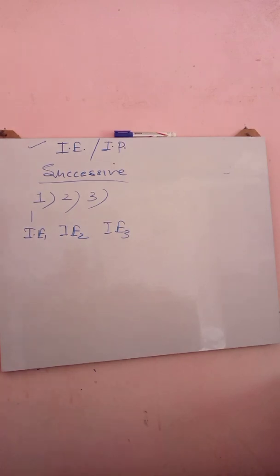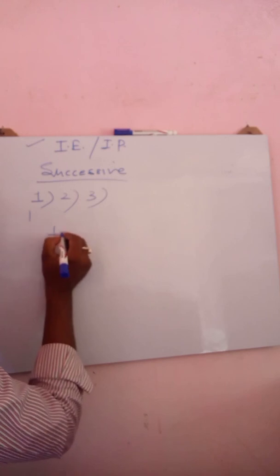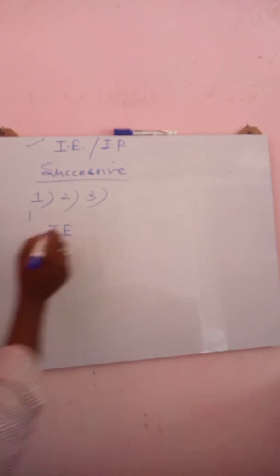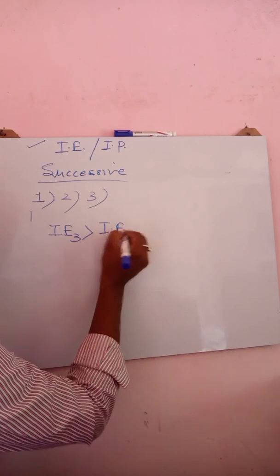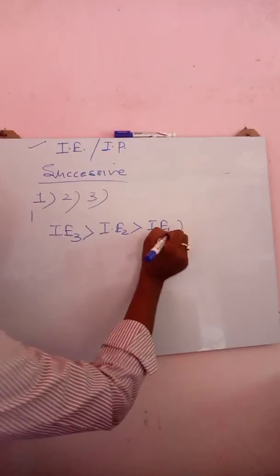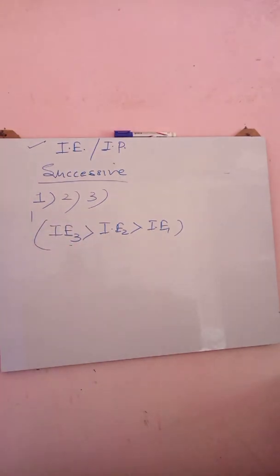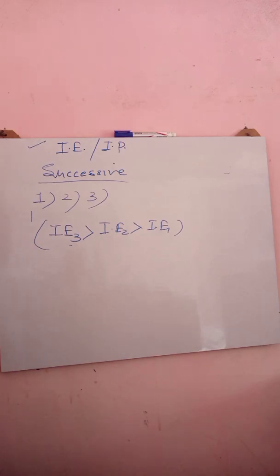Always remember, when we talk about successive ionization enthalpy, there is a comparison between them. Ionization enthalpy 3 is always greater than ionization enthalpy 2, which is always greater than ionization enthalpy 1. Always remember this trend of ionization enthalpy 1, 2, 3. So third is greater than second and second is greater than first. The reason I already told you all.